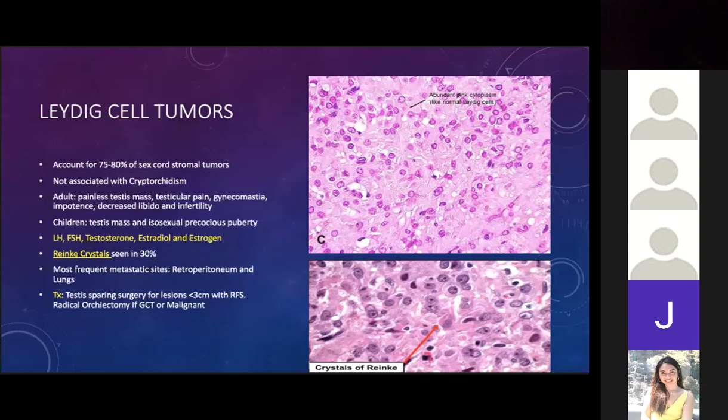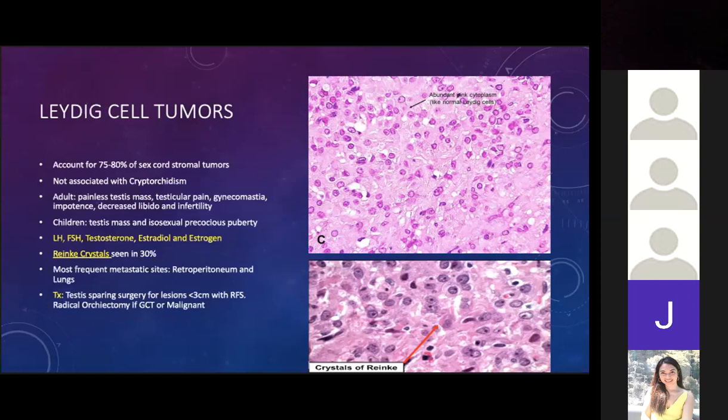And for children, there is a testis mass with isosexual precocious puberty, wherein there is prominent external genitalia, pubic hair growth, and masculine voice. And you usually have to check the LH, FSH, testosterone, estradiol, and estrogen. And usually Reinke crystals are seen in 30% of Leydig cell tumors. And the most frequent metastatic sites include your retroperitoneum and lungs.